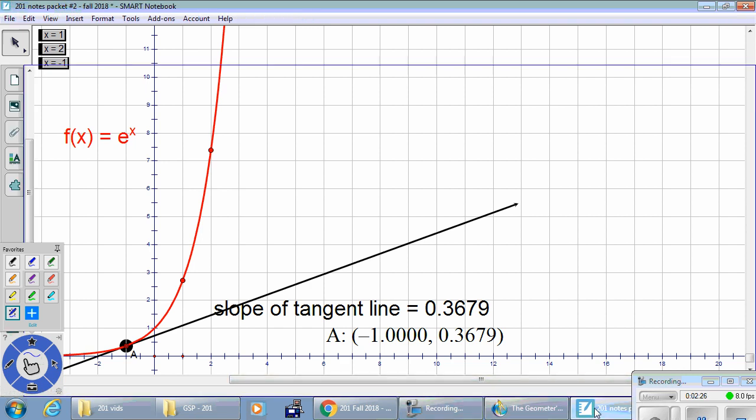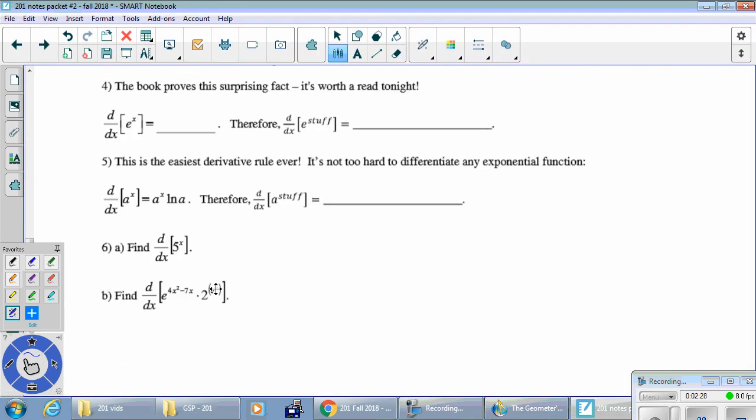And so it turns out in number 4, this surprising fact is true. You can read the proof in the book later on. But the derivative of e to the x is simply e to the x. It is just a copy of the y coordinate. It is ridiculous, but it is true.